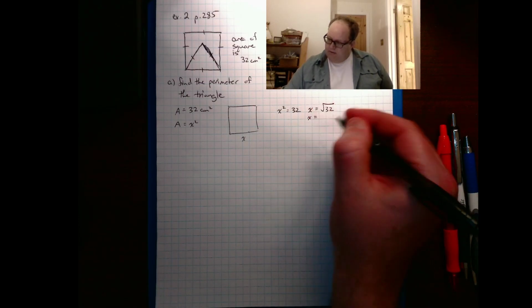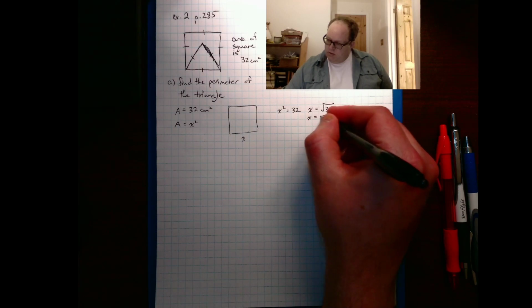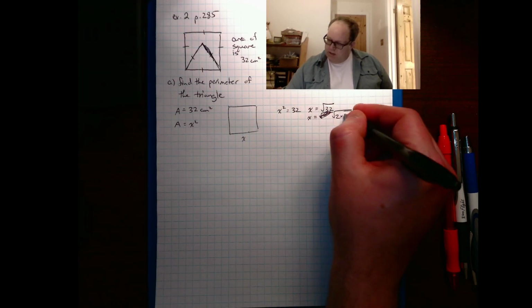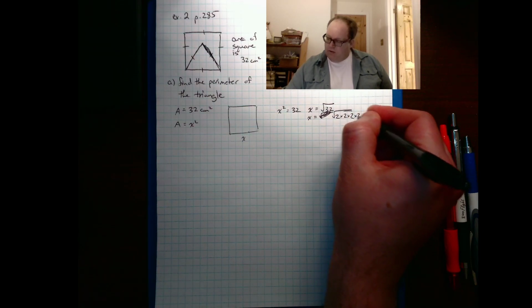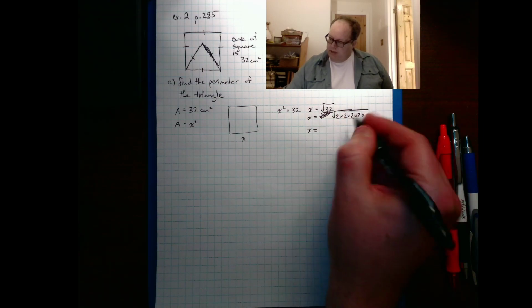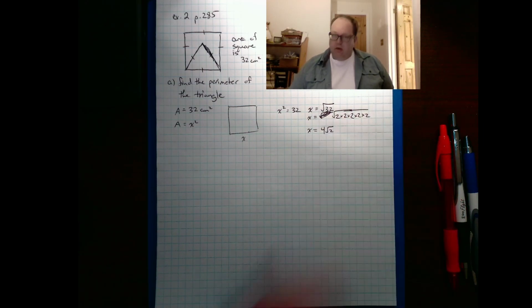And I can simplify that a little bit, because 32, wow, is 2 times 16, which is 2 times 8, which is 2 times 4, which is 2 times 2. So x would also be 4 root 2.